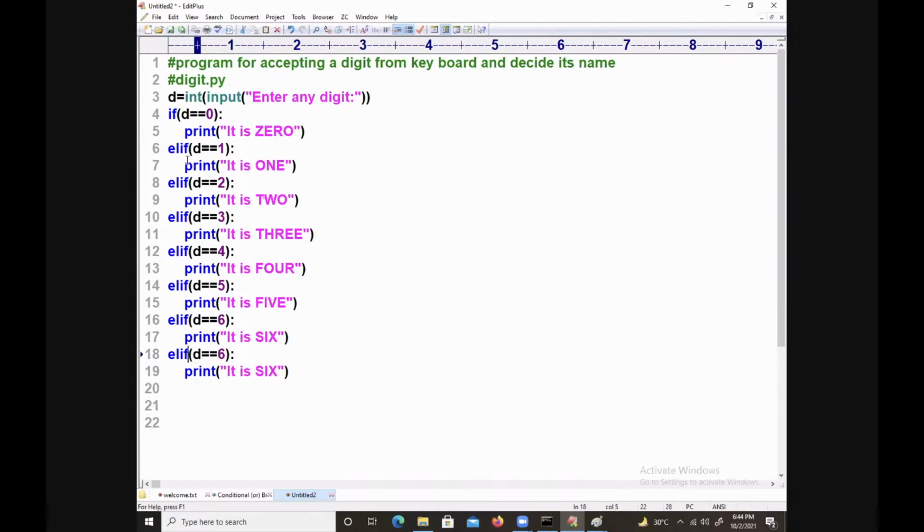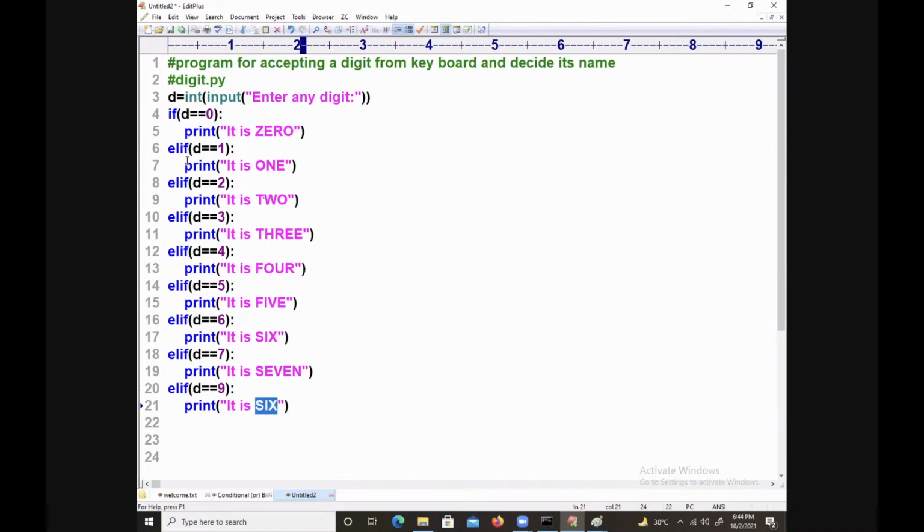Here I am writing 7. It is 7. Next I am writing 8. It is not necessary to write in the same order, my dear students. Any order. Suppose I am writing 9. No problem, I can write 9.